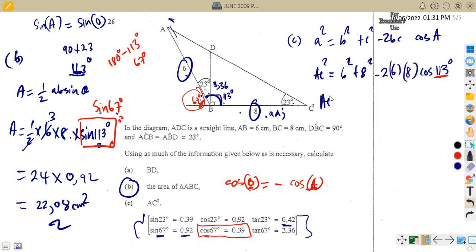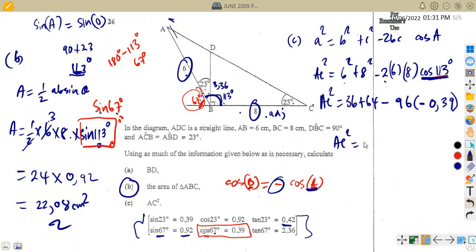It means here we're going to write it as AC squared, 6 squared, that's 36, plus 64. So you say 36 plus 64 minus 2 times 6 times 8. So just multiply 2 by 6 by 8. That's 96. So it's going to be 96 times cos 113 now. We are going to substitute cos 67, which is 0.39. But this has to carry a negative because cos of an obtuse angle is minus the cos of the acute angle.